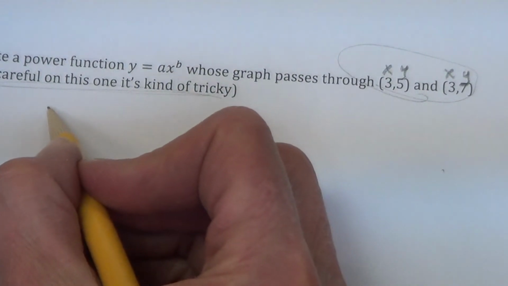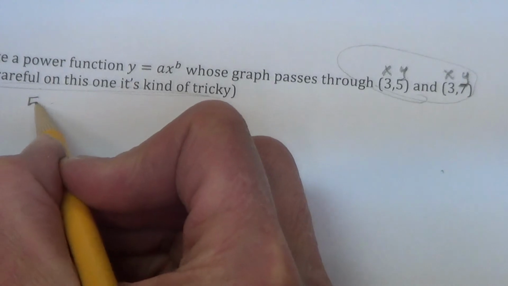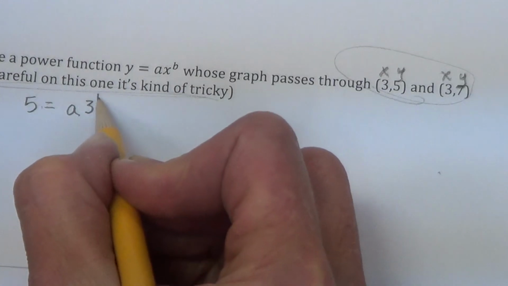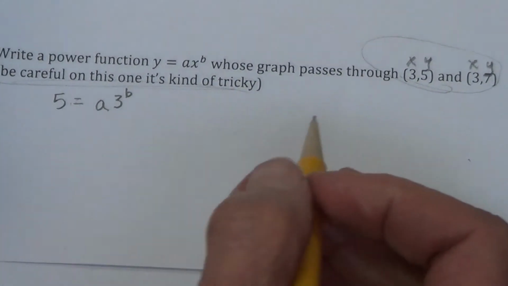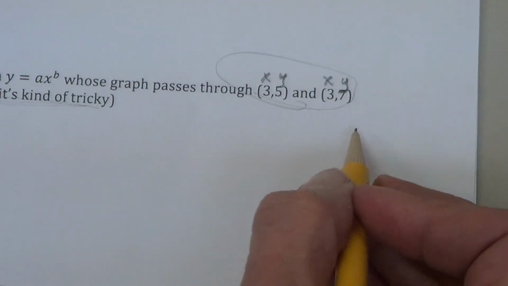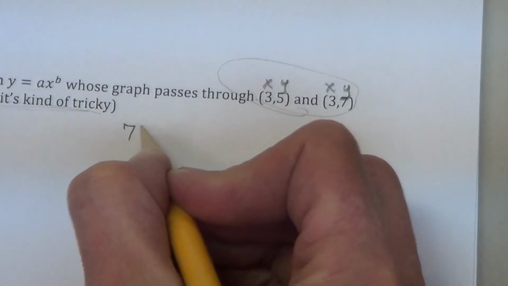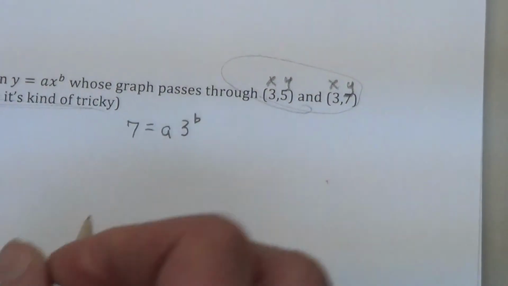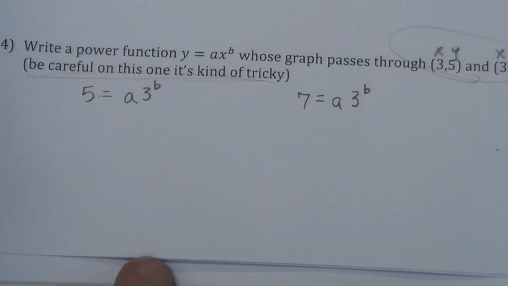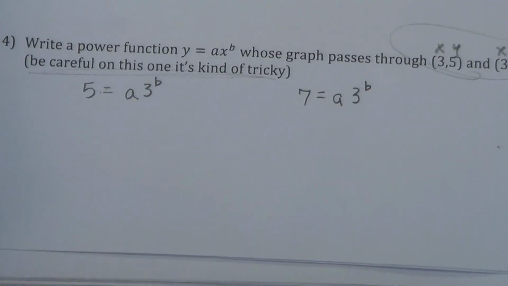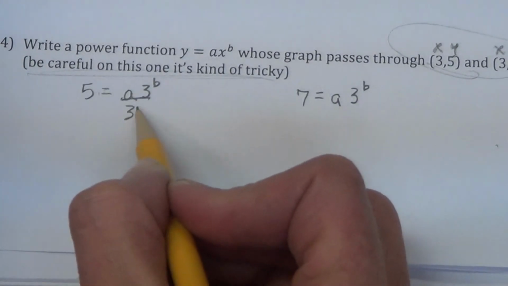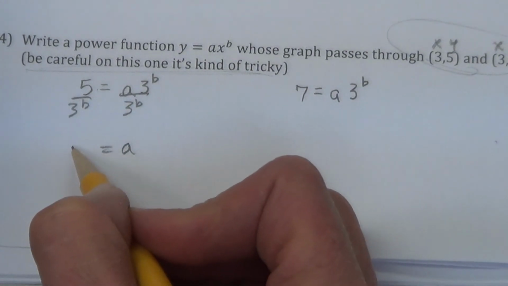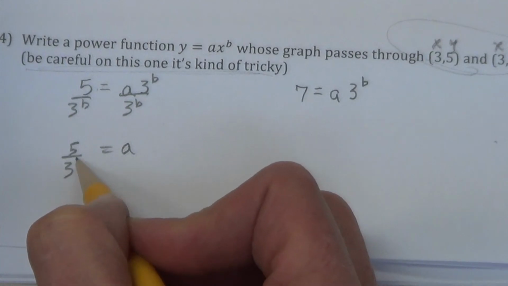And we have Y, so for the first one it would be 5 equals A times 3 to the B value. Then we have 7 equals A times 3 to the B value. I want to get one of these alone, the A alone, so it doesn't matter which one. Let's just divide one of them by 3^B to get that A alone. A equals 5 over 3 to the B value.